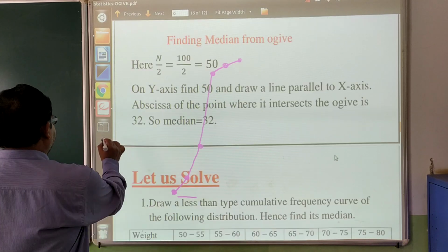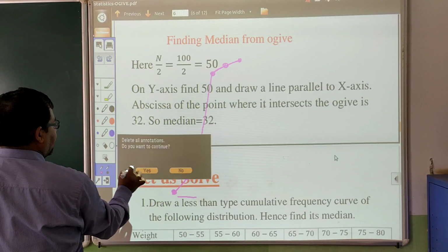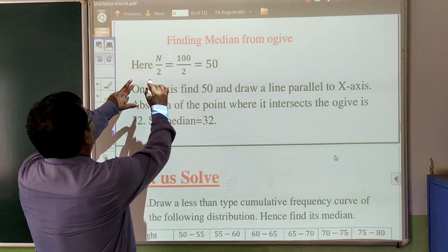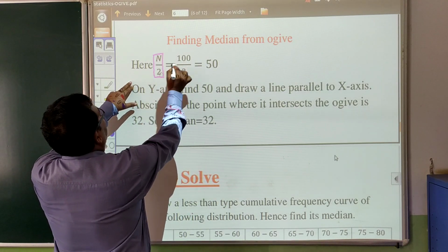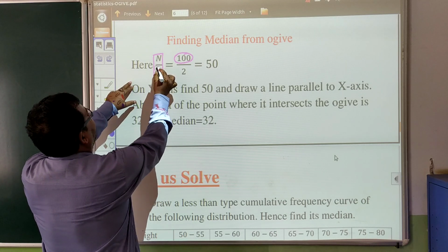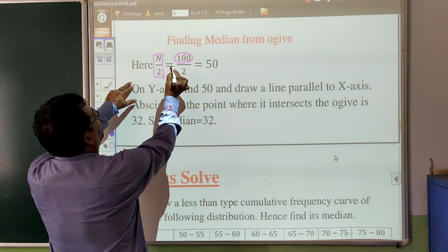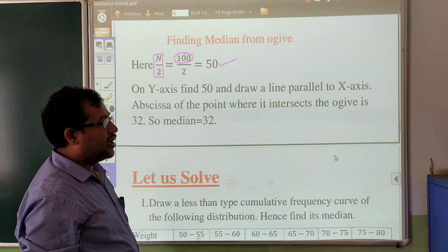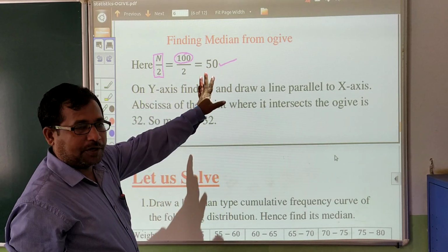Now, how to find median? This is the important thing. Here, number of students equal to 100. So I will find n by 2. So n by 2 equal to 100 by 2 equal to 50.